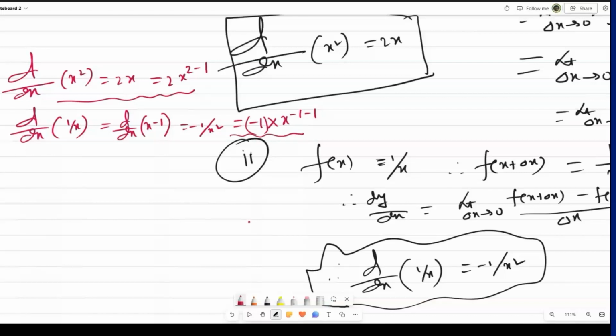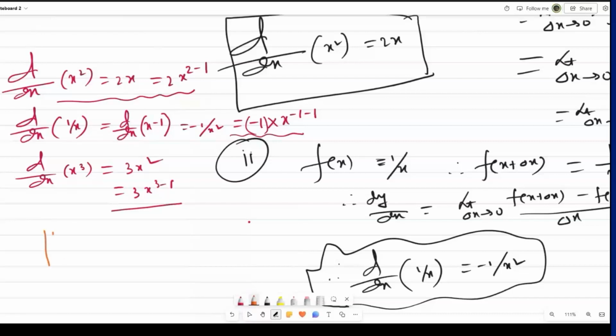If you have found d/dx of x cube, you must practice. You all must practice here. It will become 3x square. This can be written as what? 3x to the power 3 minus 1. Can I see something? The index was 3. 3 has come here. Then here, the index will be reduced by 1. Similar is the case for all.